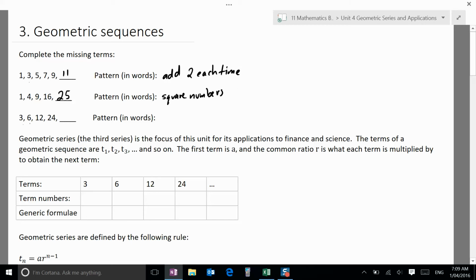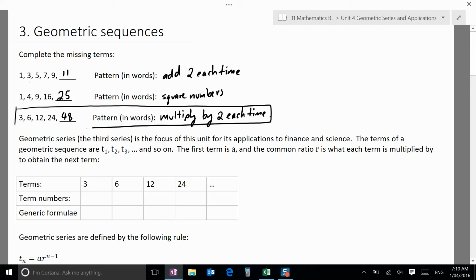What's happening? 3, 6, 12, 24. Hopefully you get 48 from here. Since the pattern in words is multiply by 2 each time. This last sequence is the one that we're interested in, called a geometric sequence. I'll highlight that. Geometric sequence, and that's the focus of the next few lessons and mainly this unit.